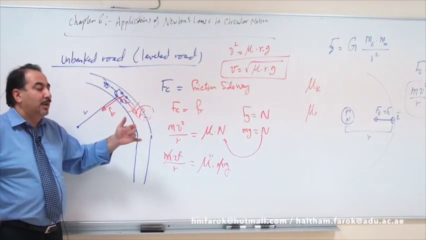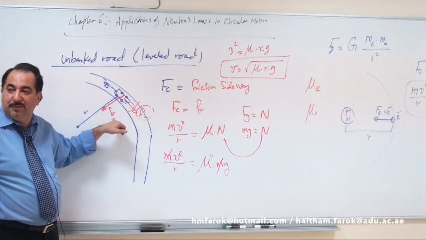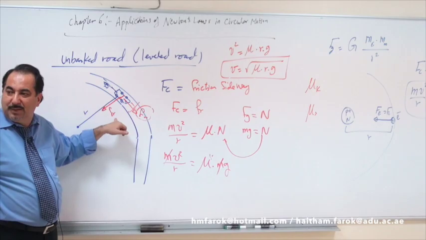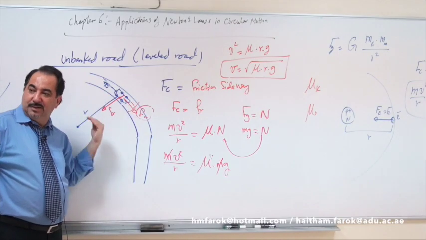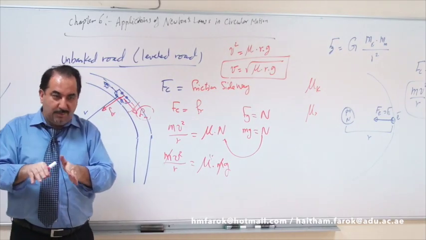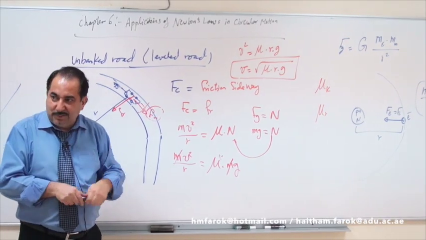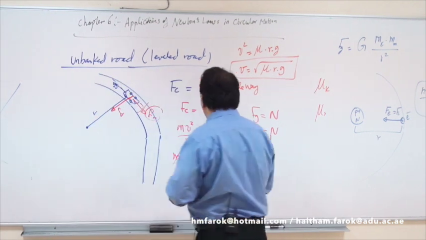Look, which friction are you talking about? This friction or this friction? Do you have motion sideways or static? If the car on the roundabout doesn't slide off, yeah? So here you need a mu s, not a mu k.